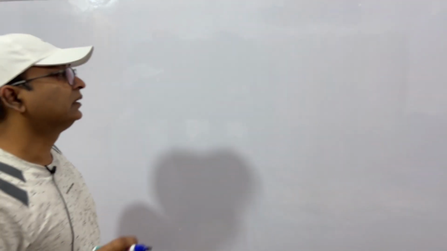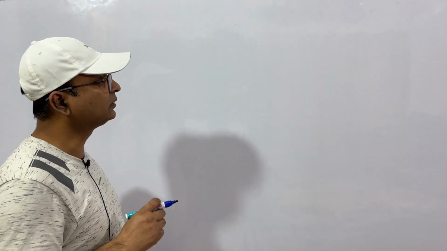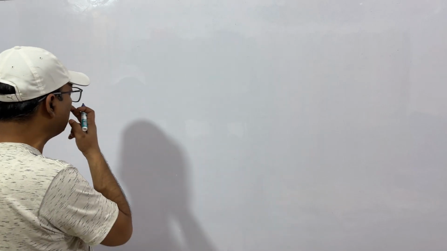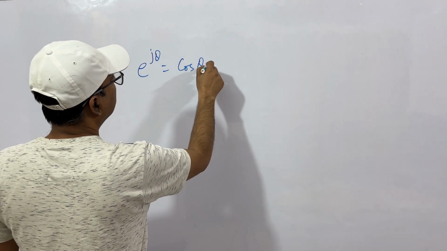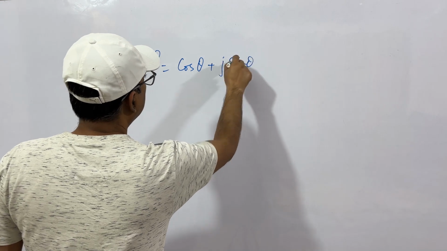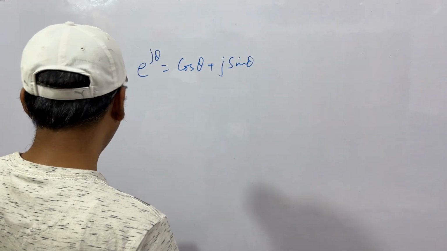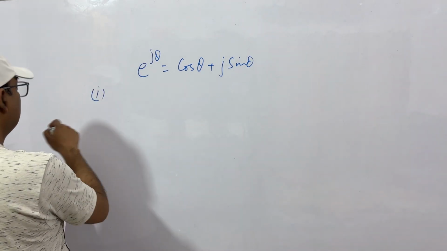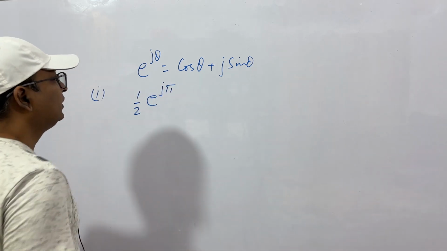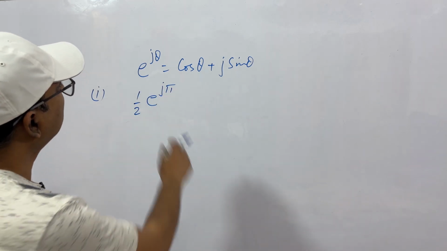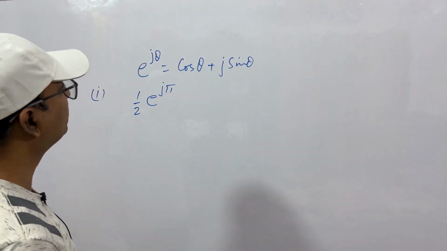working on any function that is particularly related to signals and systems, you'll often be required to convert e to the power j theta into cos theta plus j sin theta. This you know. So you'll be having questions. For example, you'll be given half e to the power j pi, and you'll be required to express it in Cartesian form or polar form.